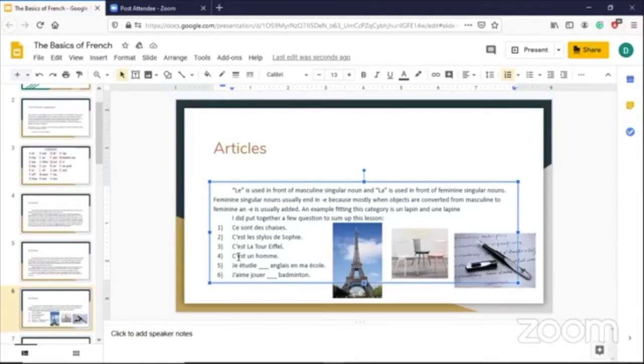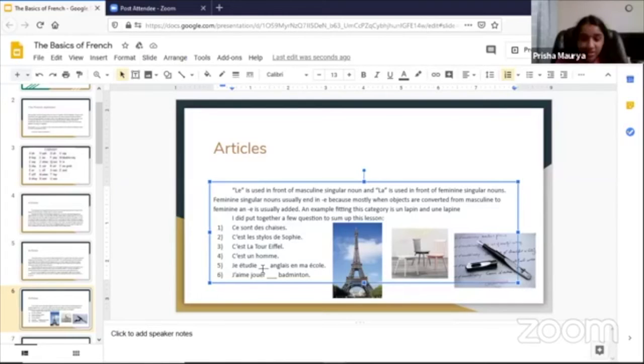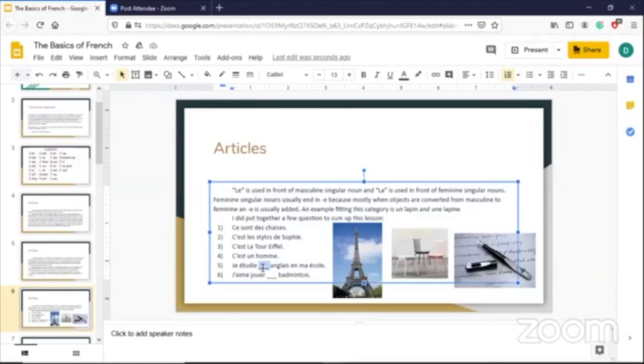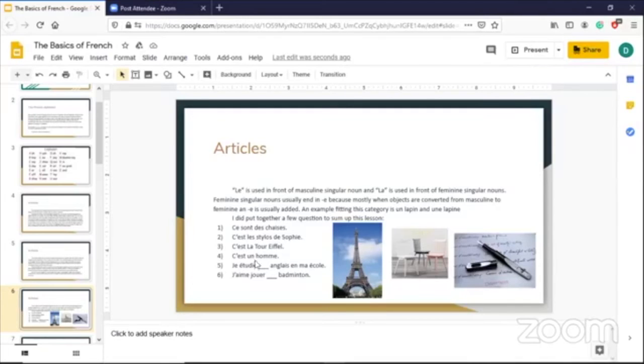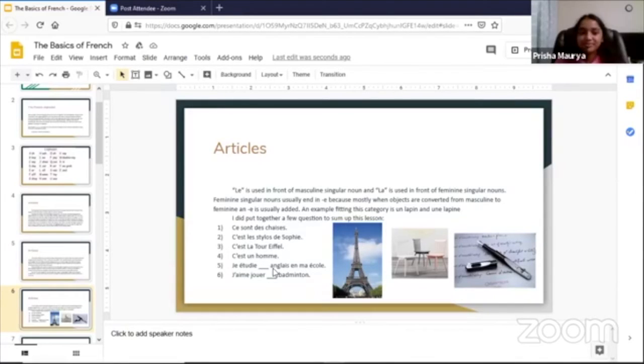Is the fifth one la? Le. Oh, now this is kind of tricky, because you got the part right that this is defined. But remember, anglais means English, right? Study. Yeah. Good job.